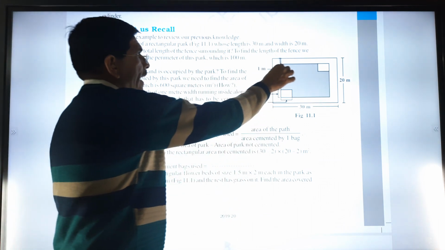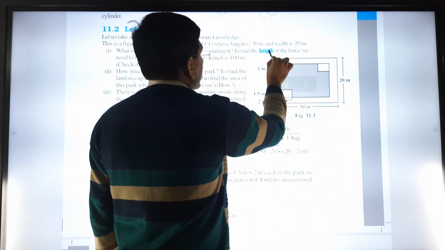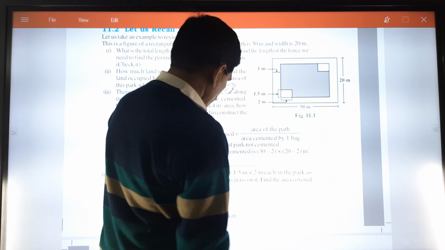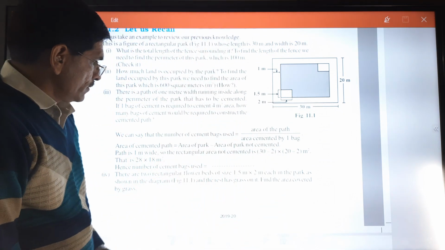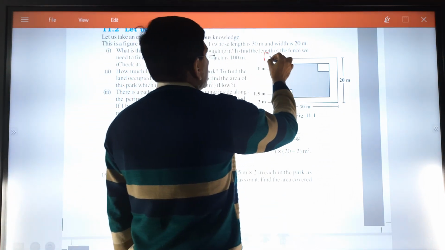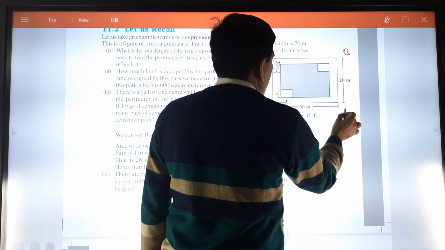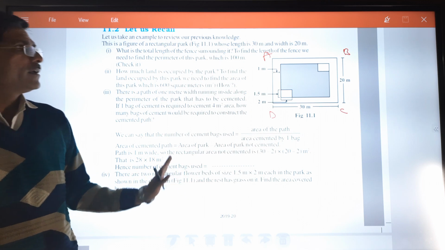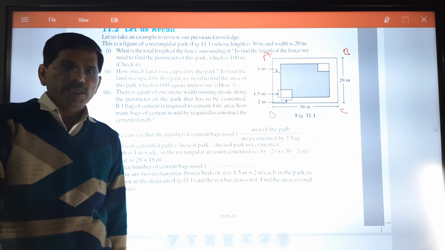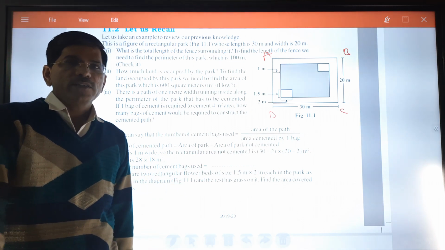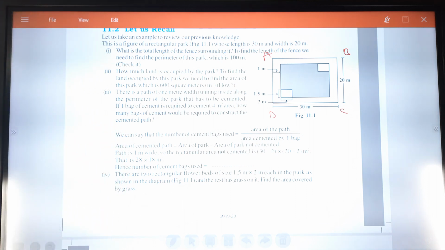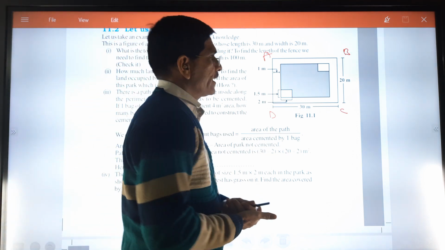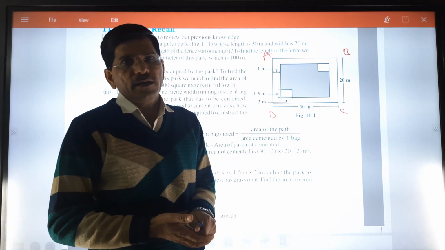What is the perimeter of the given rectangle A, B, C and D? Now find out the perimeter of the rectangle. Everyone give me the answer now. Do it fast. How many have got the perimeter of the rectangle?